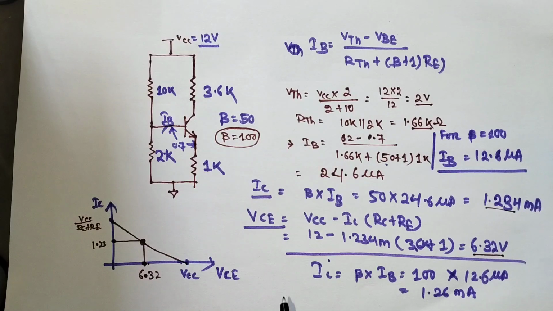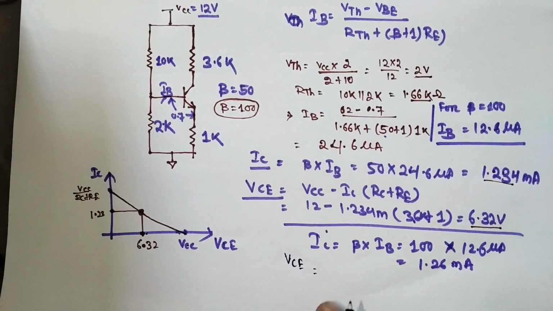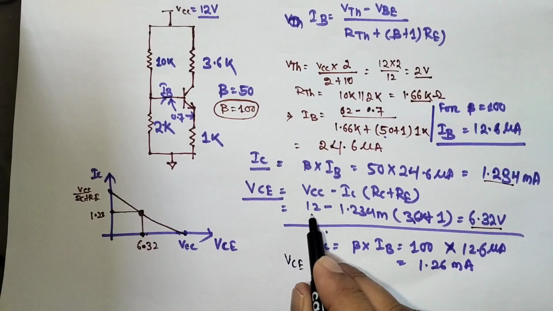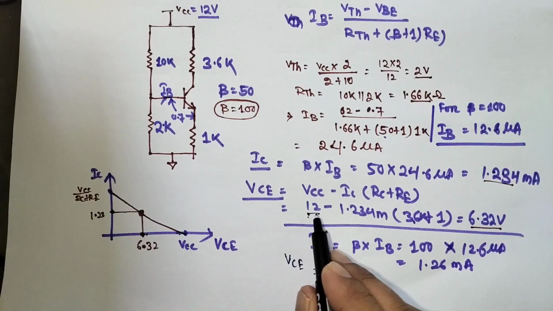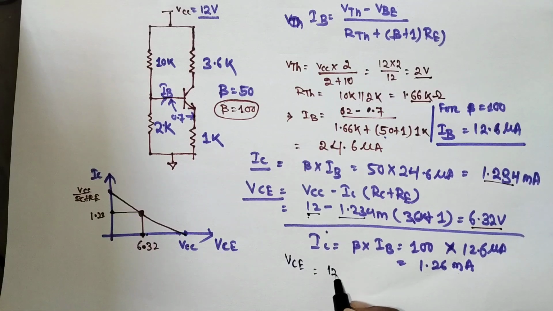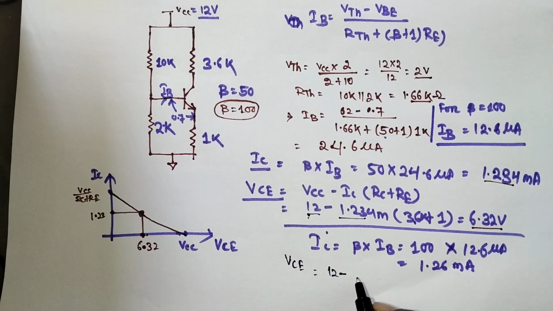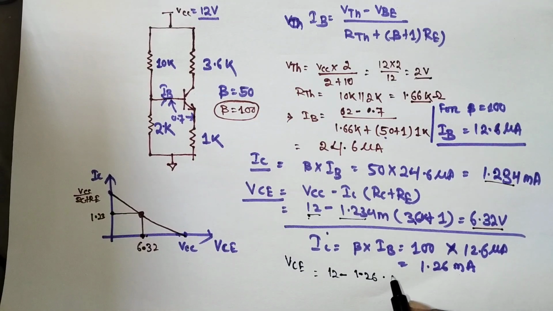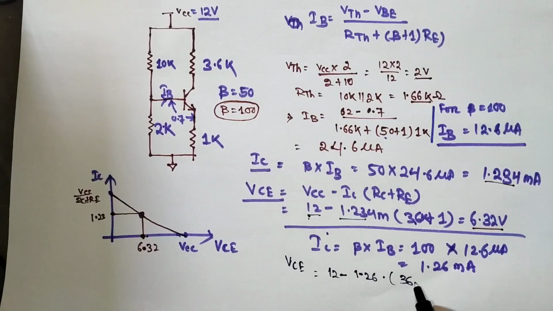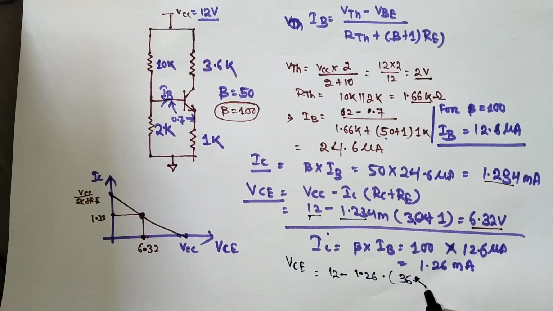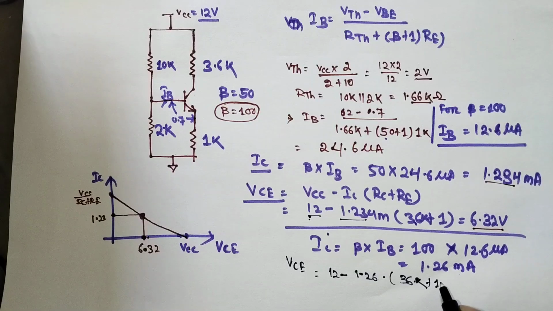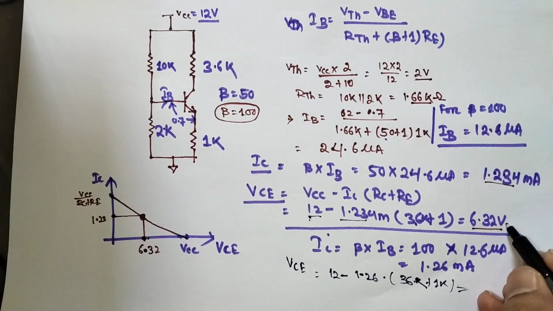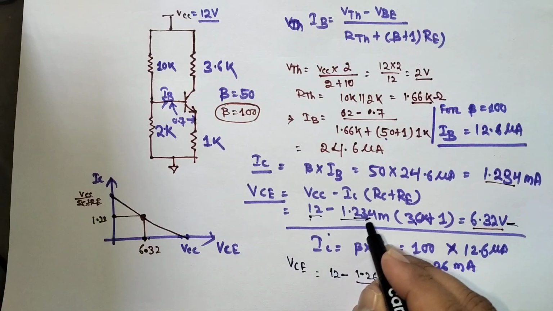VCE equal to VCC, we can put this value here: 12 minus 1.26 into 3.6 plus 1K, which is almost equal to the earlier value, only 1.26 compared to 1.234.